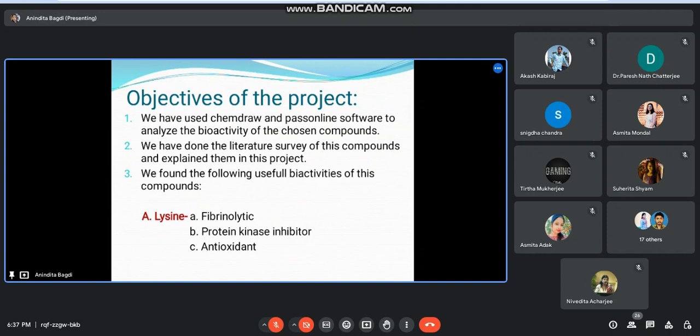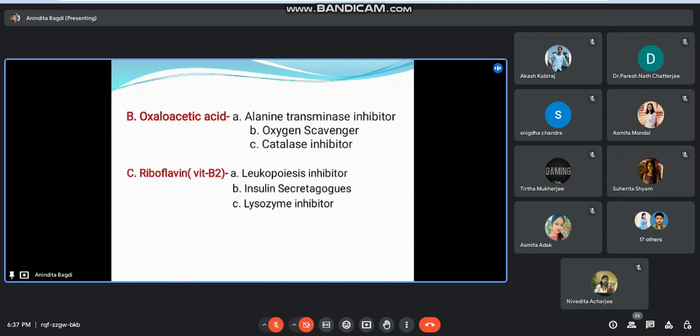First, lysine. Lysine main findings: first, fibrinolytic, second, protein kinase inhibitor, and third, antioxidant. Second, oxaloacetic acid. Its main findings are alanine transferase inhibitor, oxygen scavenger, and catalase inhibitor. Next, riboflavin, vitamin B2. Main findings: leukopoiesis inhibitor, insulin secretagogue, and lysozyme inhibitor.